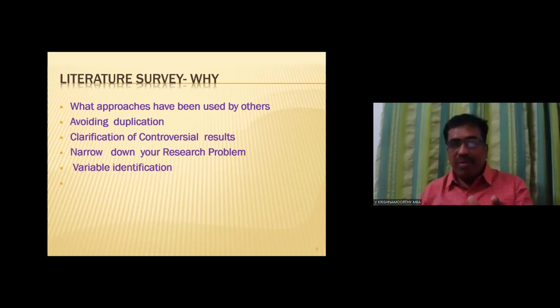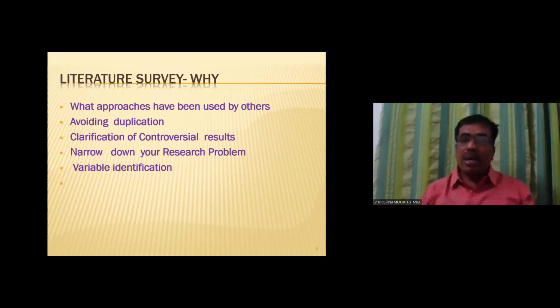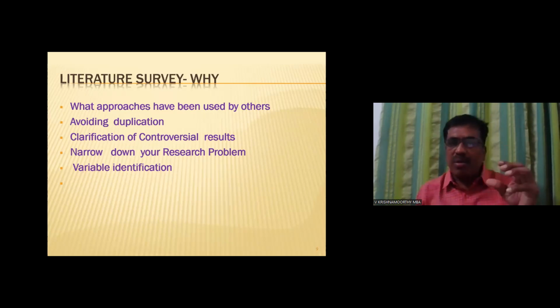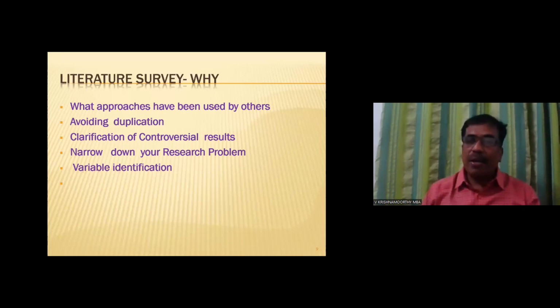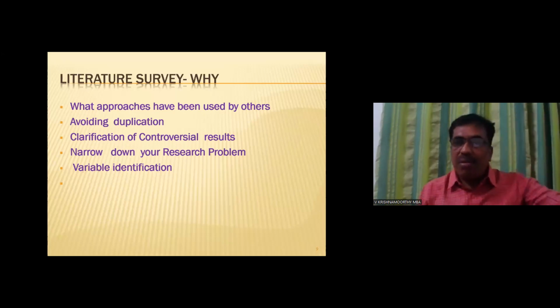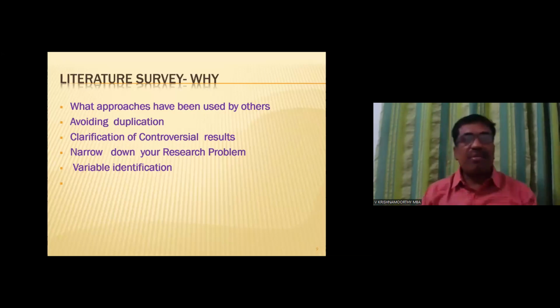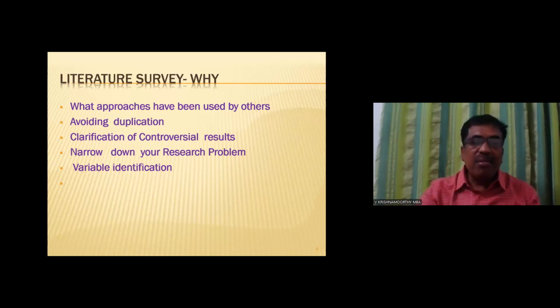If you know the independent and dependent variables, you can apply any statistical tool. For example, you may like to apply correlation or multiple regression. For correlation, at least one independent variable and the dependent variable should have been measured on a 5-point scale. Similarly, if you would like to use multiple regression, you should have at least 4 or 5 independent variables and one or two dependent variables. So this is possible only with the help of a literature review. You can identify the variables.